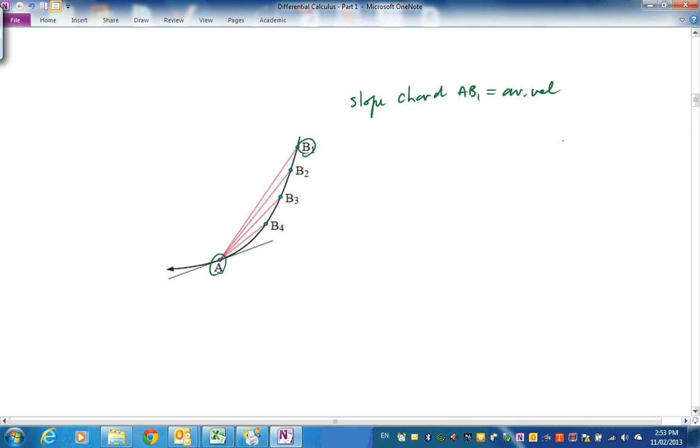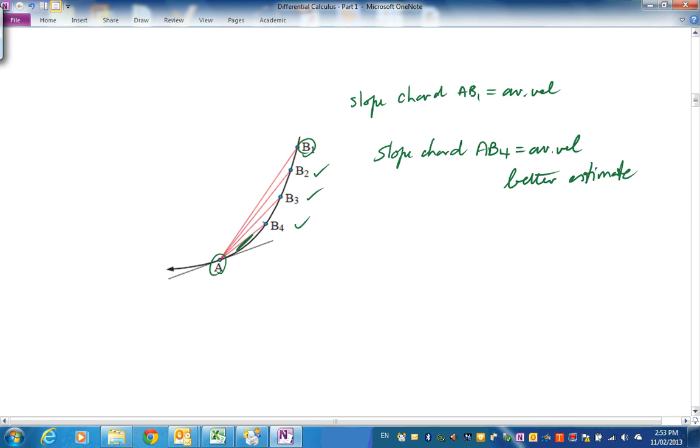That delta S on delta t for B2 would be better. Oh, it's closer. No, B3? B4? Oh, there's not much of a gap in there. The slope of the chord, a chord is, remember, a line joining any 2 points on a curve. The slope of the chord AB4, it's still an average velocity, but it's a better estimate, isn't it?